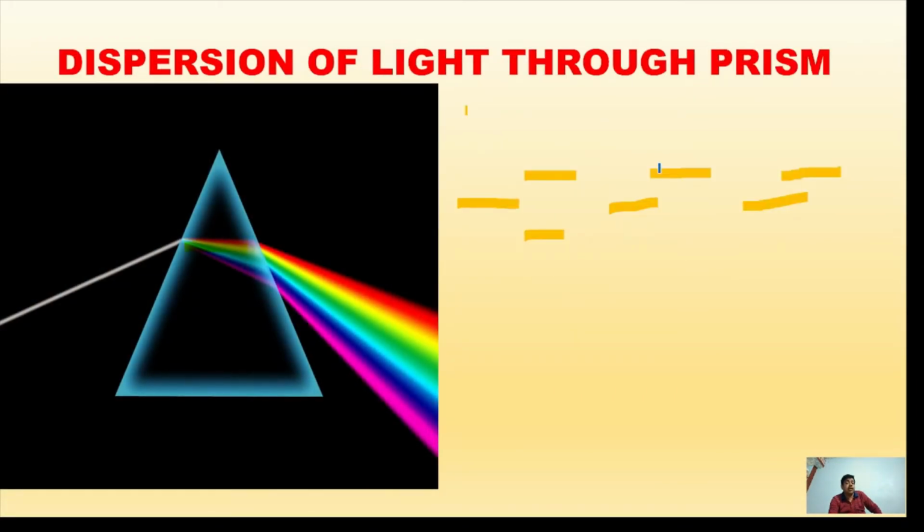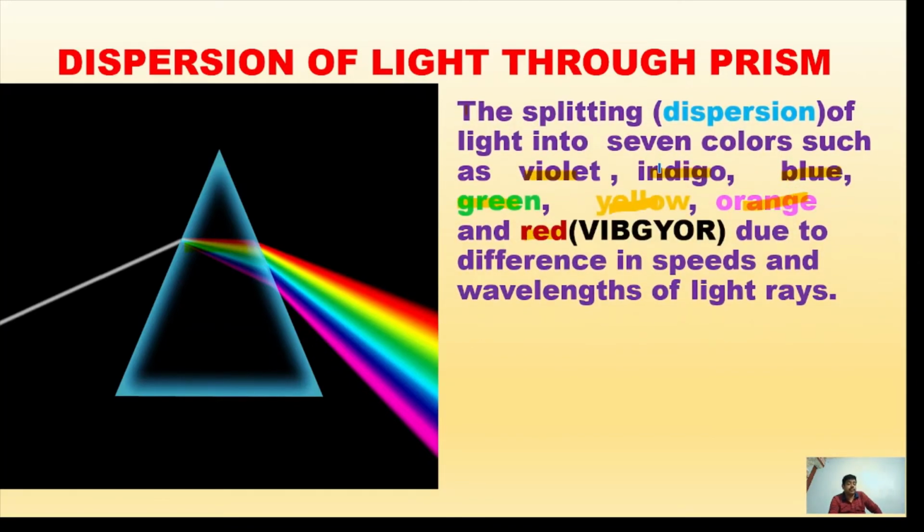Another interesting phenomenon is the dispersion of light through the prism. When the light passes through the prism, the light undergoes splitting into 7 colors, which are violet, indigo, blue, green, yellow, orange, and red. The splitting of light into 7 colors is due to refraction of light.